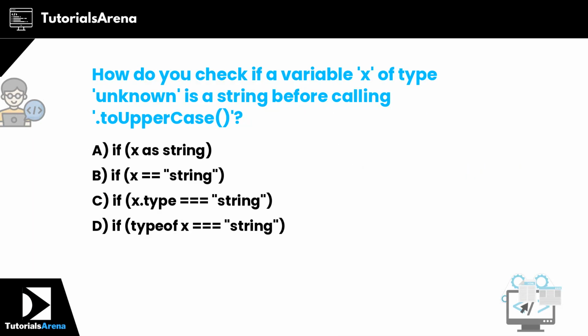How do you check if a variable x of type unknown is a string before calling .toUpperCase()? The correct answer is option D, if (typeof x === 'string').